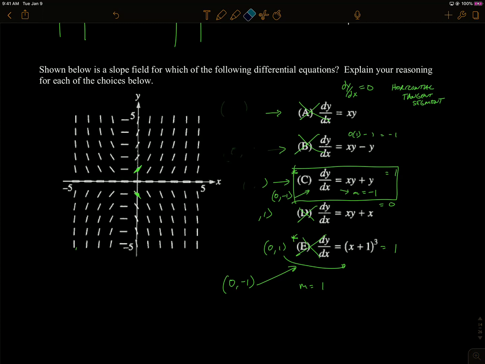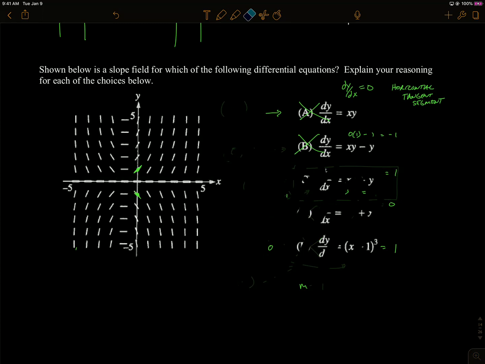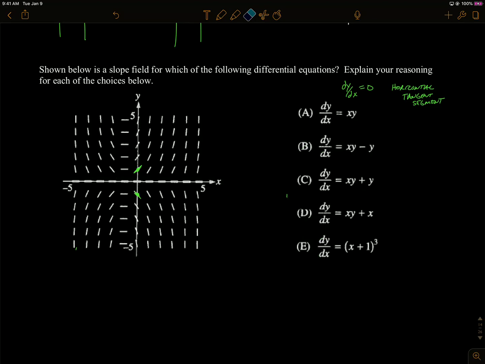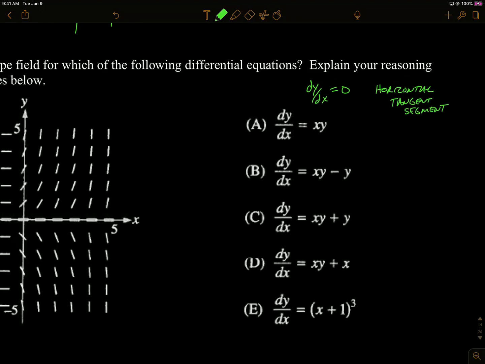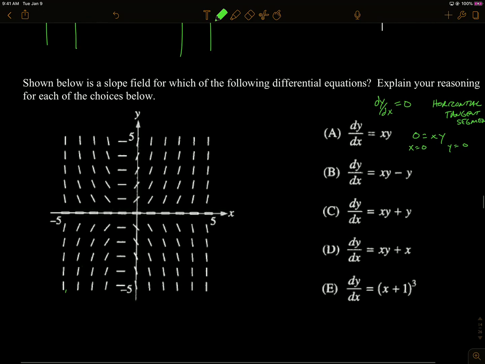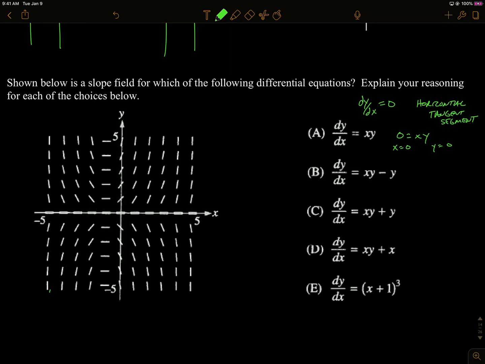That's one method. Another method is to think about what I just said up here at the beginning. This is the other way. Anywhere where the derivative equals 0, I'll have a horizontal tangent segment. So if I say 0 equals xy here, my solutions to that will be anywhere x is 0 and anywhere y is 0. So any points where the x coordinate is 0, my slope should be 0 for this differential equation A.